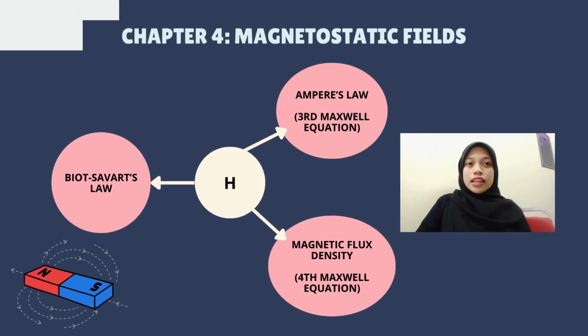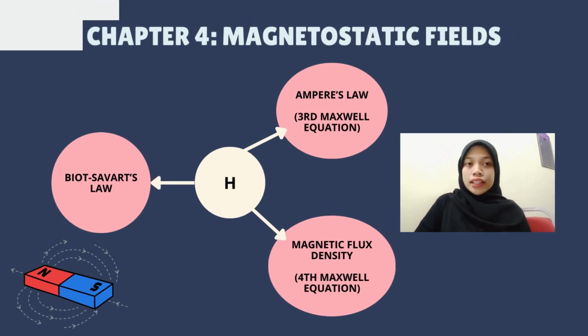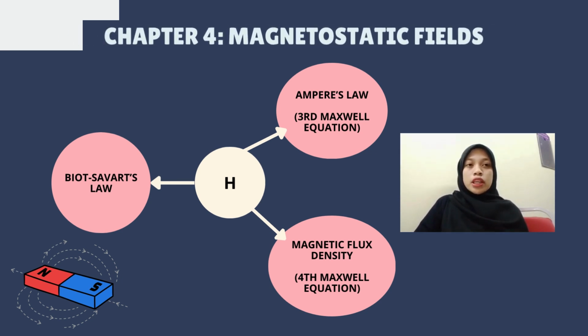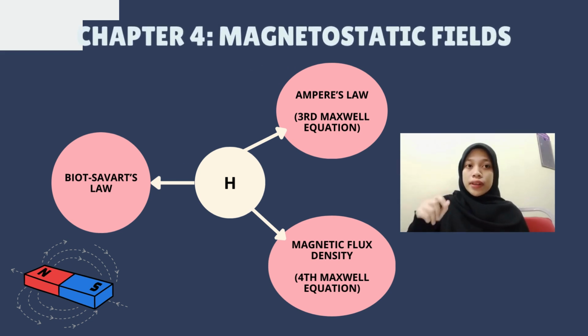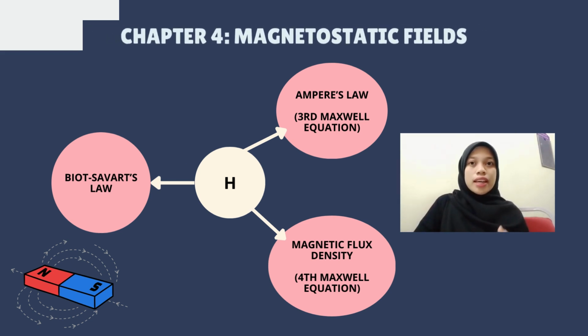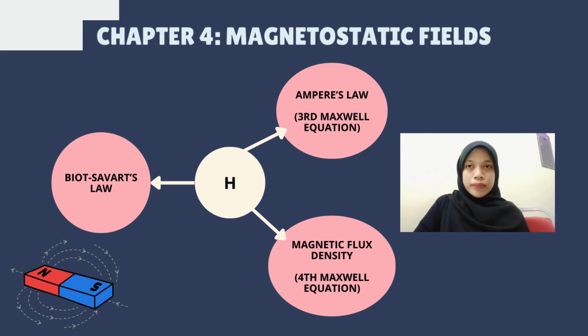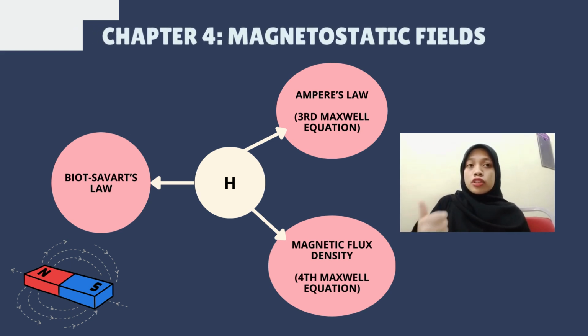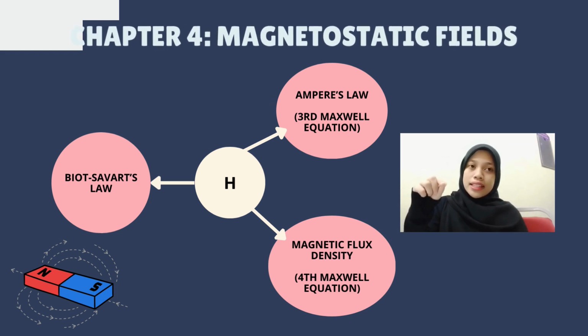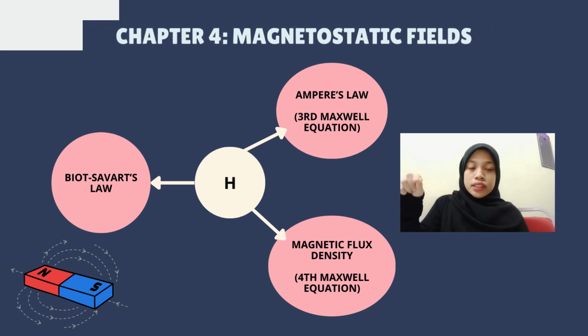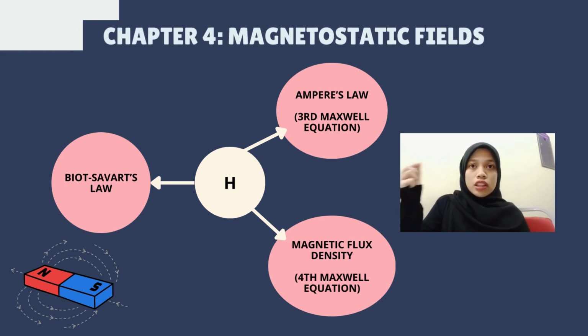The second last topic is magnetostatic field. The aim in this topic is to find the magnetic field H by Biot-Savart's law, Ampere's law, and magnetic flux density. Same as electrostatic field before this, Biot-Savart's law is the same as Coulomb's law. Ampere's law is the same as Gauss's law.